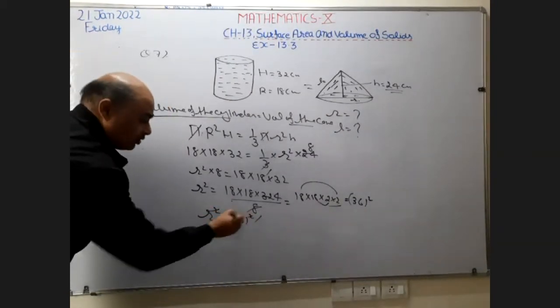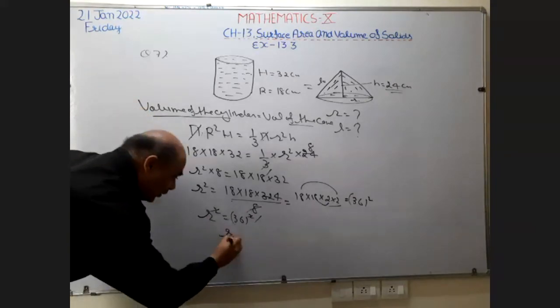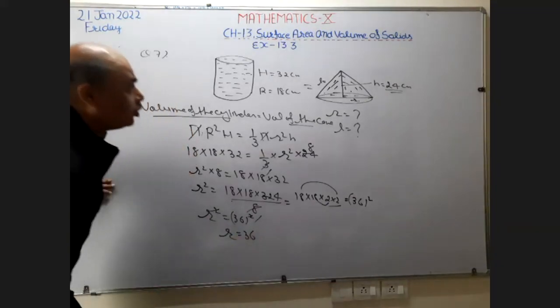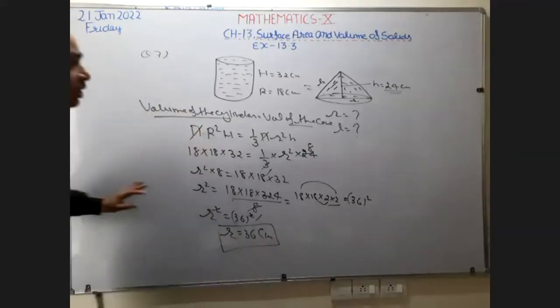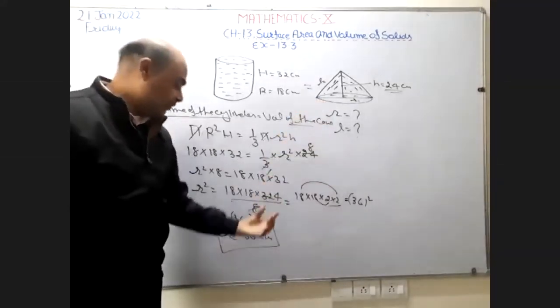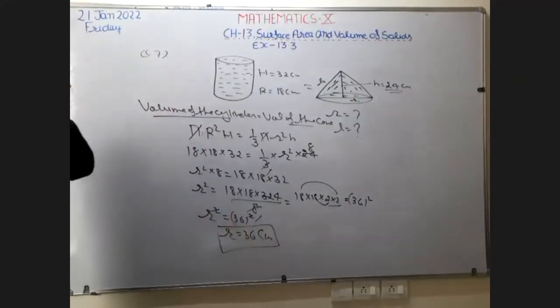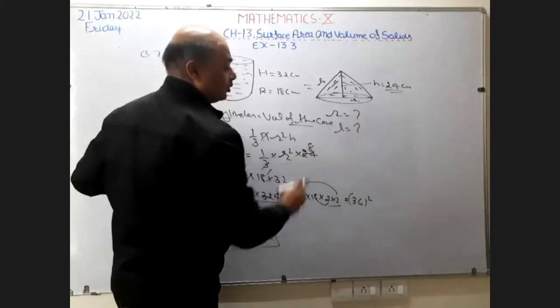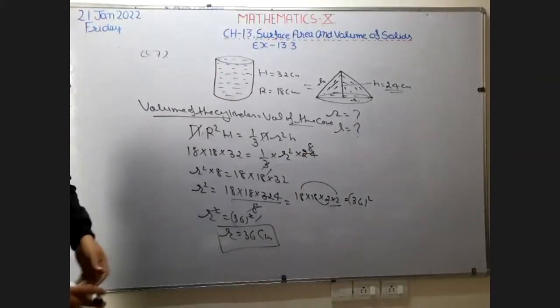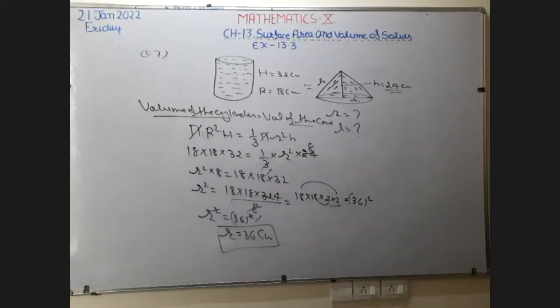Now cancel the square with the square. What is left? The radius is left. So the radius is going to be 36 centimeters. This is the radius of the heap. The conical heap has a radius of 36 centimeters. Now we're going to find the slant height of the conical heap. Who will tell me? I want to find the length of the slant height of the conical heap.